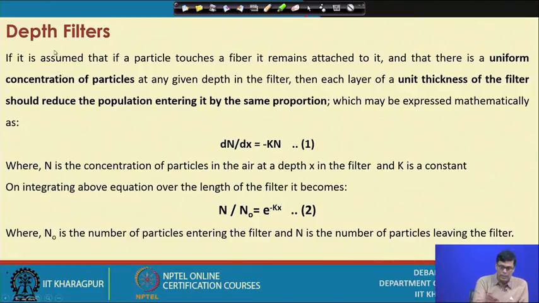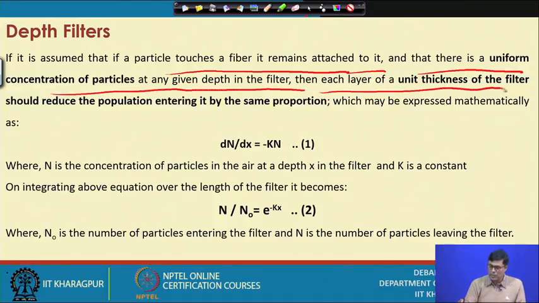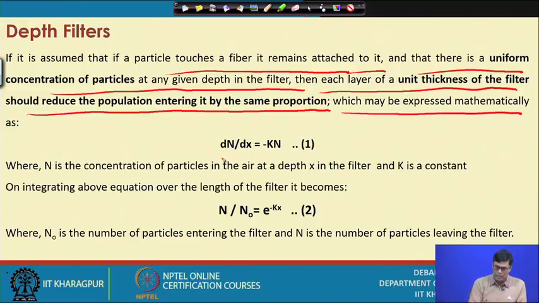Now, in the case of depth filter, it is assumed that when a particle touches the fiber, it remains attached to it, and there is a uniform concentration of particles at any given depth of the filter. Then each layer of unit thickness of the filter should reduce the population entering in the same proportion, which may be expressed mathematically like this: dN/dx = -kN, where dx is the thickness of the filter, k is the constant, N is the concentration of the particles and x is the depth of the filter. So, this we can write as N/N0 = e^(-kx).